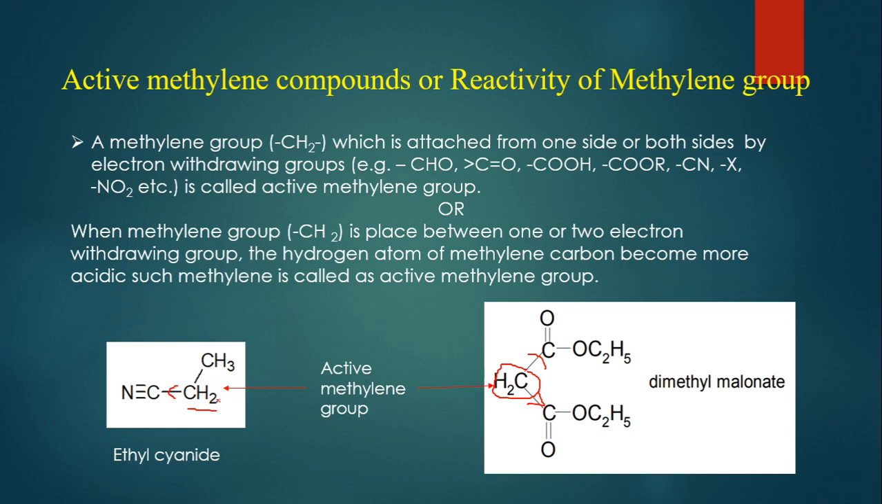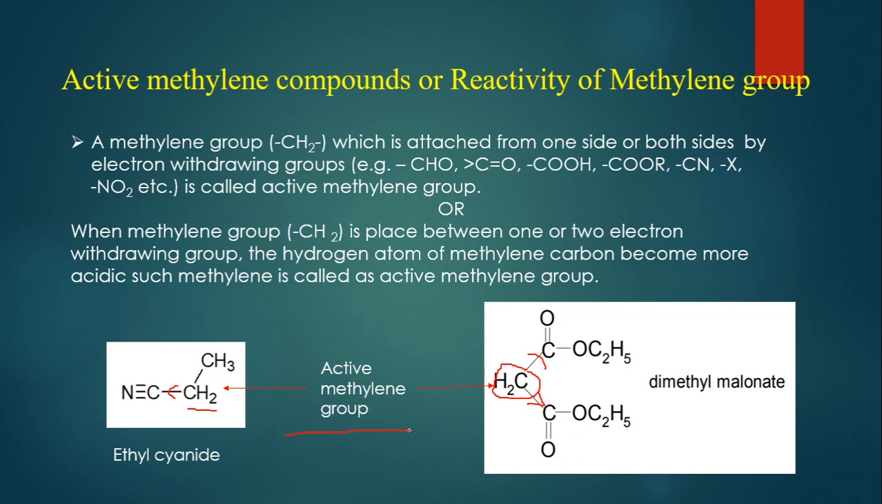But what is meant by acidic in nature? Any hydrogen that is easily abstracted by a base, such a hydrogen atom is acidic in nature. Due to the loss of electron density from that hydrogen, it acts as acidic in nature, and such a type of methylene group, that is the CH2 group, is known as an active methylene group.